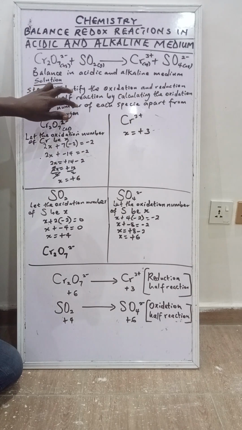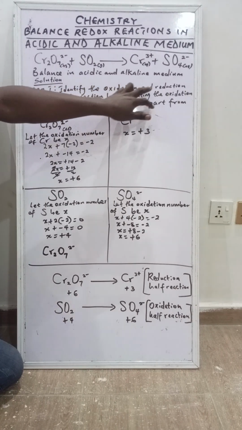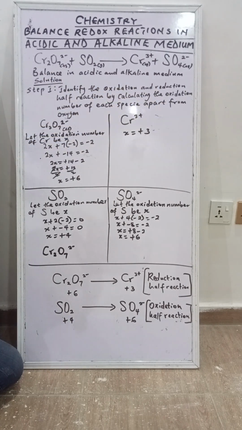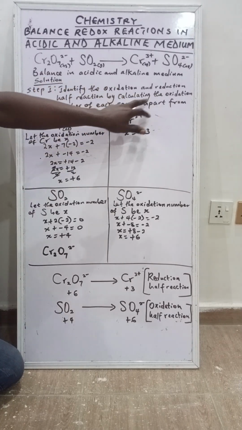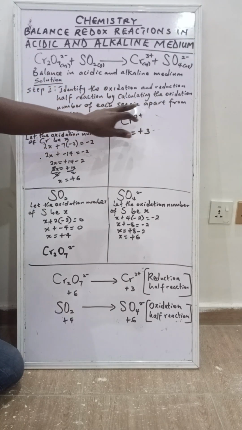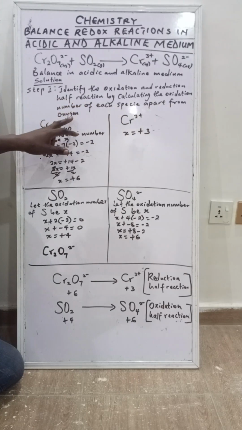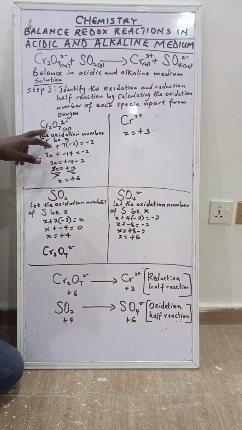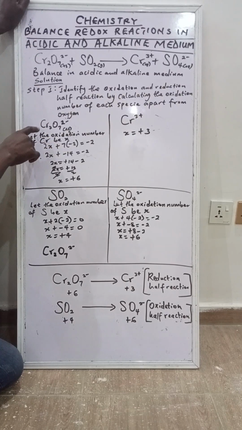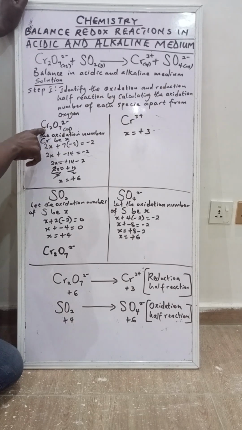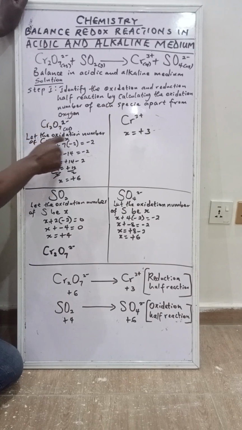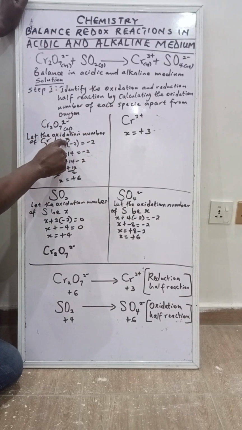Step 1. Identify the oxidation and reduction half reactions. How can we do this? By calculating the oxidation number of each species apart from oxygen. In this case, we look at chromium, that's the other species apart from oxygen. The oxidation number of chromium, let it be X. So 2X plus 7. Oxidation number of oxygen is always minus 2.